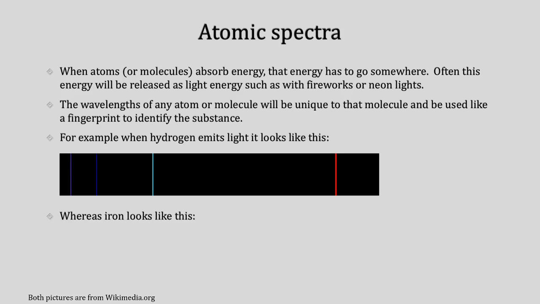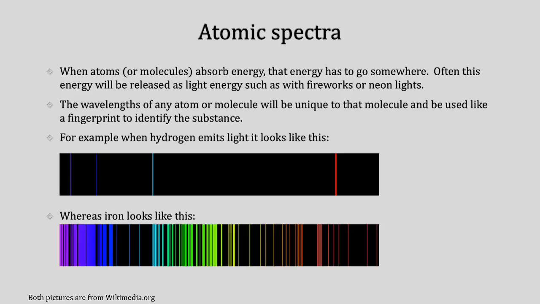On the other hand, let's take another atom. Let's look at iron. Iron looks like this. Iron has a whole bunch of different wavelengths. So depending on the atom or molecule, it's going to have a different set of spectrums. And each of these are going to have specific wavelengths that are associated with them. So that can help us determine what an atom or molecule is based on that.